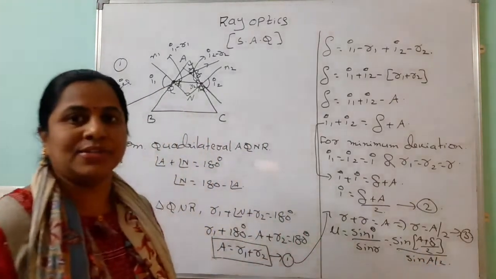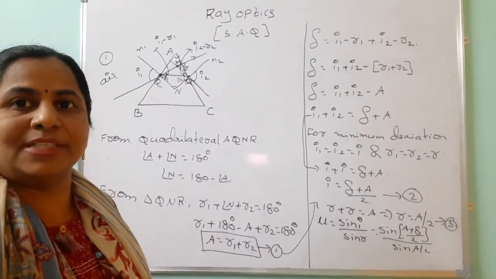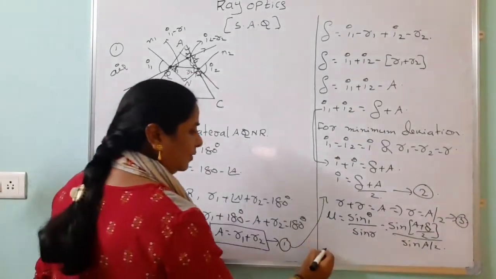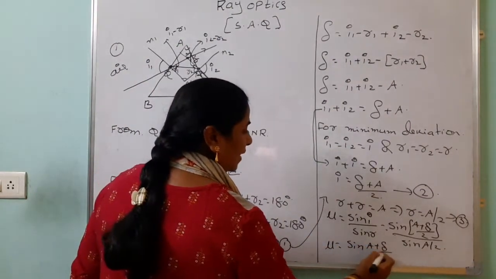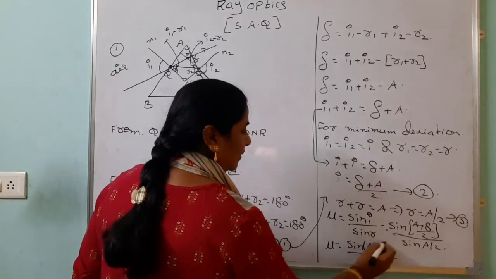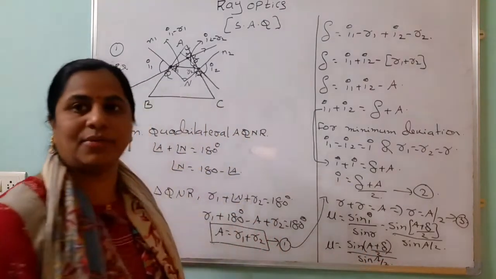So this is the expression for the refractive index of the material of the prism. The final expression is mu equals sin of A plus delta by 2 divided by sin A by 2. So this is about the prism.